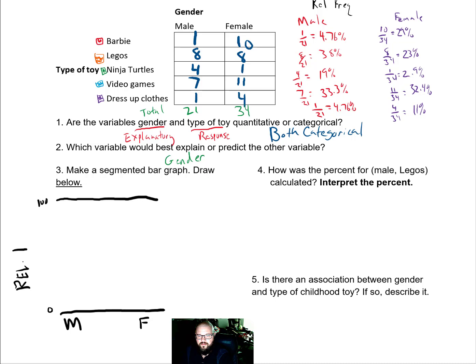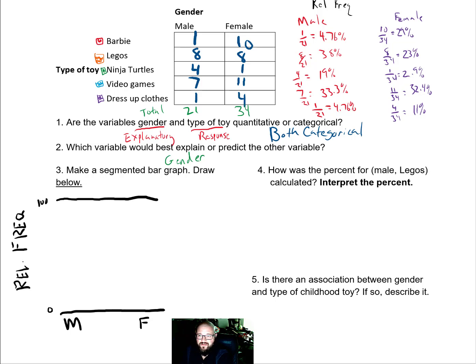So our relative frequencies. All right. So now that we have our relative frequencies, to make a segmented bar graph, they're both going to equal 100%, right? Because we both need them to equal 100. If you were to go over here and add these values, that'll equal 100.